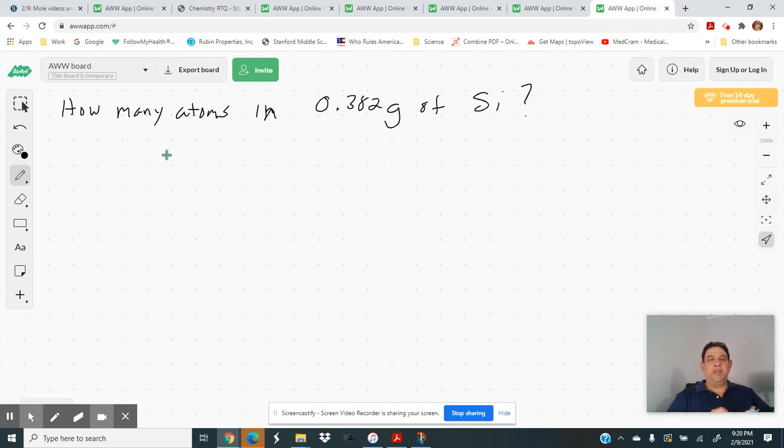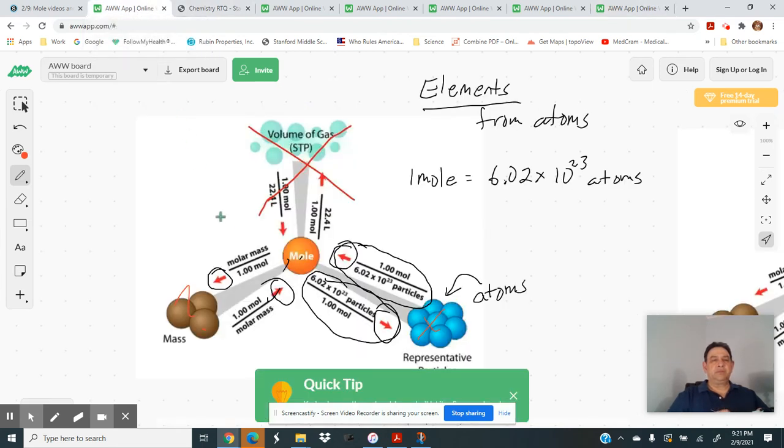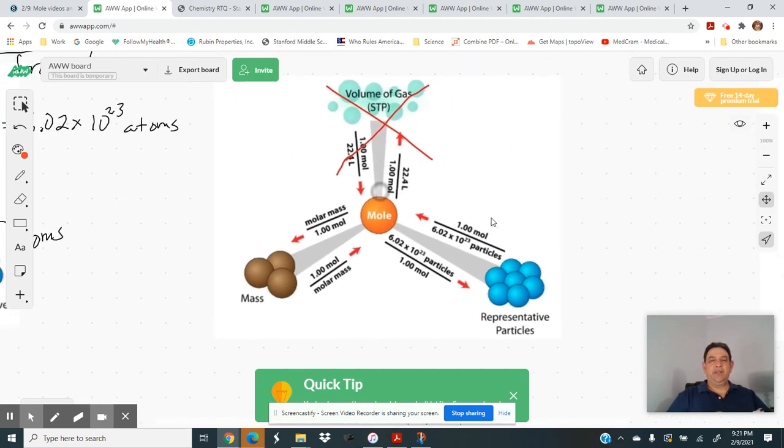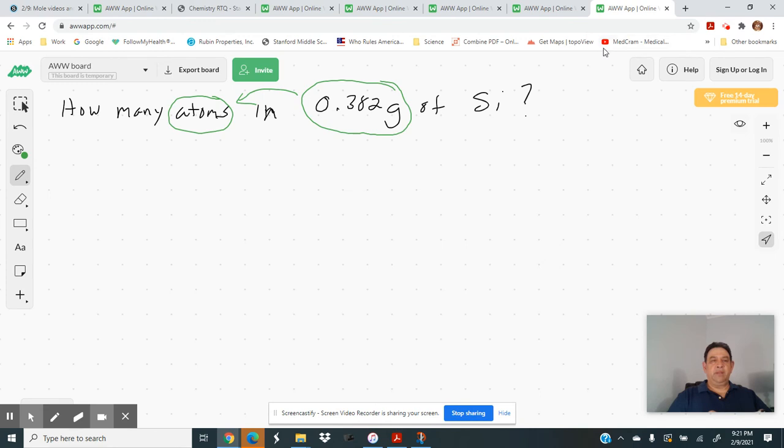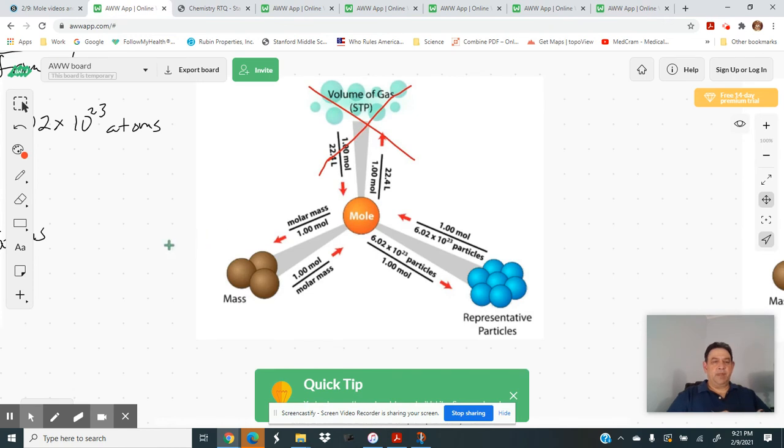So in this problem right here, you start off given 0.382 grams, and you want to end up finding out how many atoms, grams to atoms. We go back to our table right here, and let me get a new one. I actually have another one. You were given a certain number of grams, 0.382 grams. Let me go ahead and change the color here.